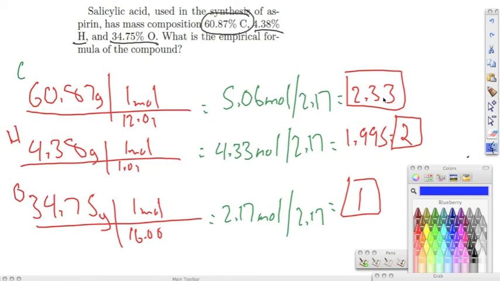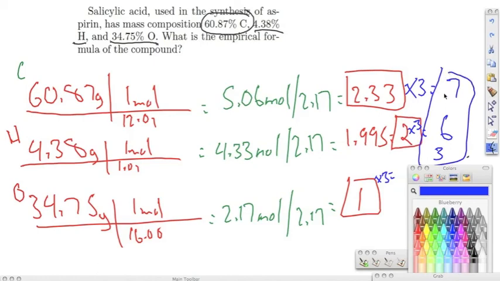So 2 is not the answer. We try 2.33 times 3, and we get 6.99, which is close enough to round to 7. If we multiply 2 by 3, we get 6, and multiplying 1 by 3, we get 3. These are the whole numbers we're going to use. So it's C7H6O3, and that is our empirical formula.